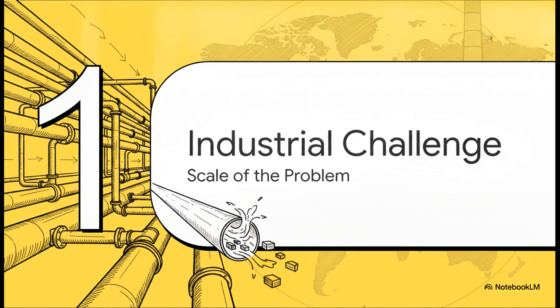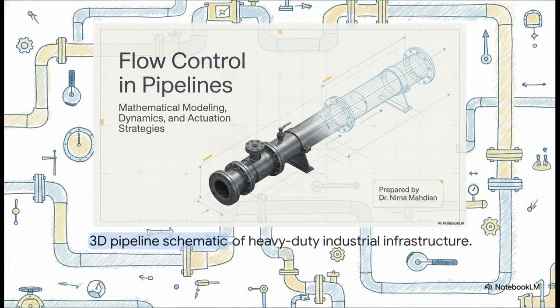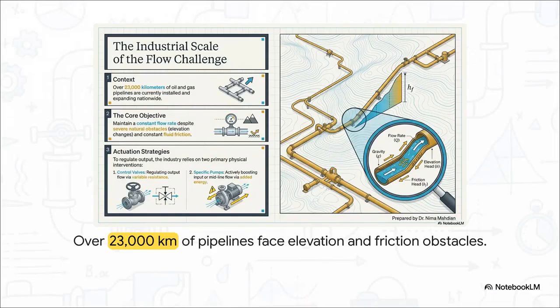The Industrial Flow Challenge. So, before we get into the heavy math, we really need to understand the physical reality on the ground. Our foundational subject relies on massive physical transmission lines that literally keep global industry moving. When we talk about flow control, we aren't just talking about a tiny pipe in a chemistry lab. We're looking at massive, highly engineered, heavy-duty industrial infrastructure. Now, what's truly staggering here is the sheer scale we're dealing with. We have over 23,000 kilometers of oil and gas pipelines currently installed, and that network is always expanding.